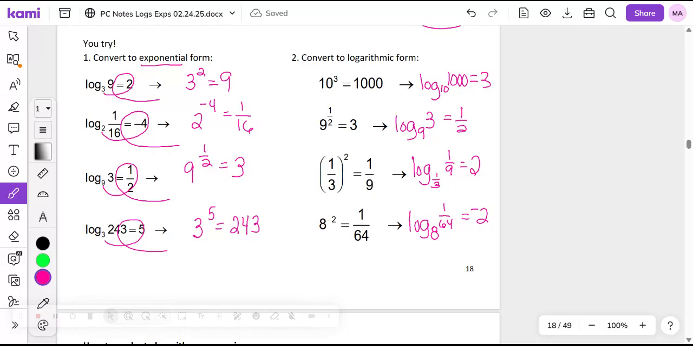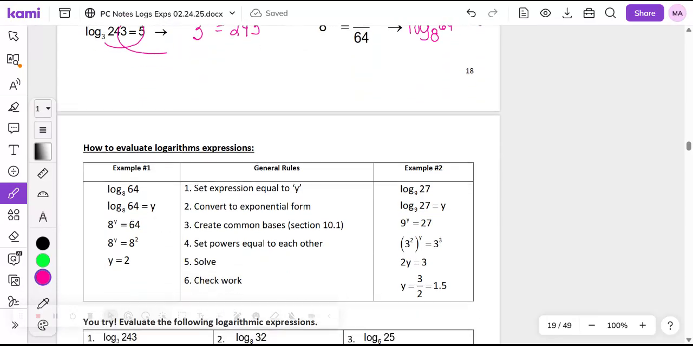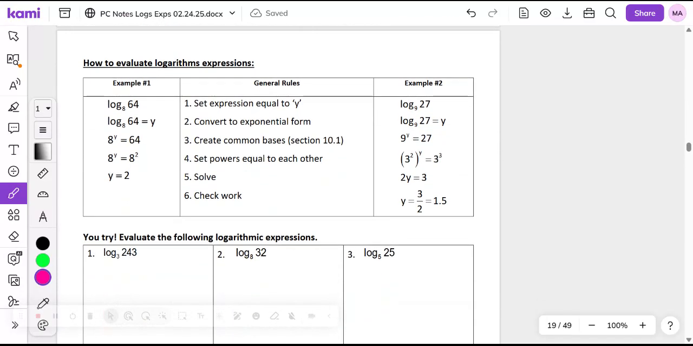Check your work here. Hopefully those conversions were okay. The reason we have to do these conversions is because they're going to help us solve equations. So let's go ahead and take a look. I have two examples for you here.